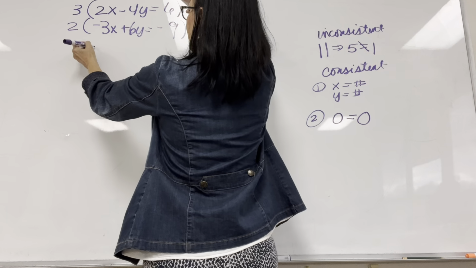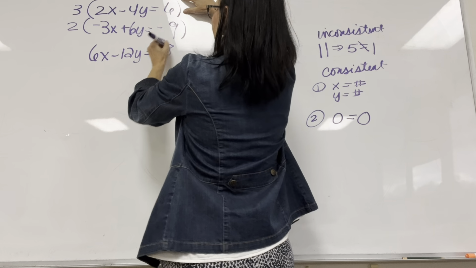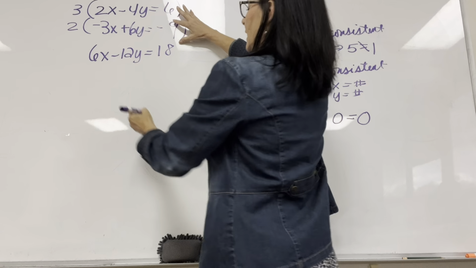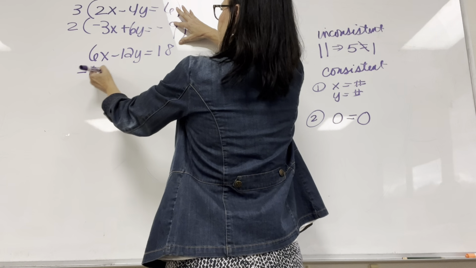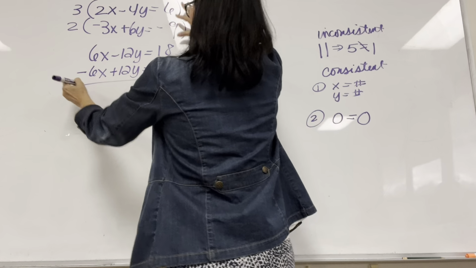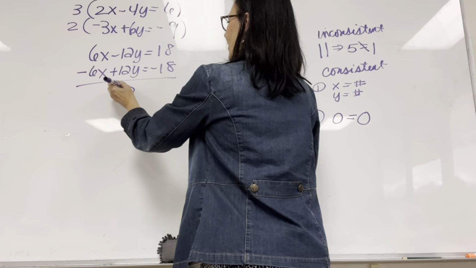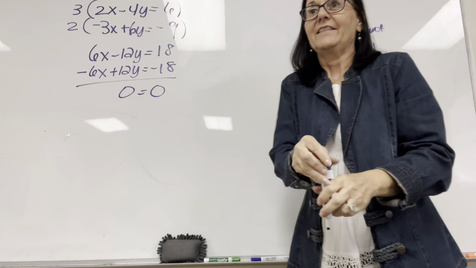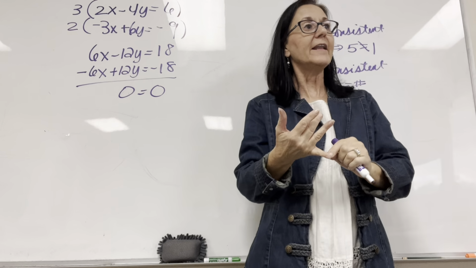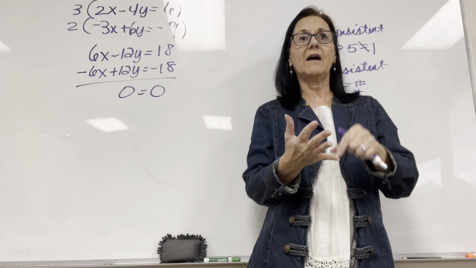So in the top equation, we end up with 6x minus 12y is 18. And the bottom one, negative 6x plus 12y is negative 18. What happens when we add them? Whoa, 0 equals 0. What does that tell you? They're the same line. There are infinitely many solutions to this system of equations.